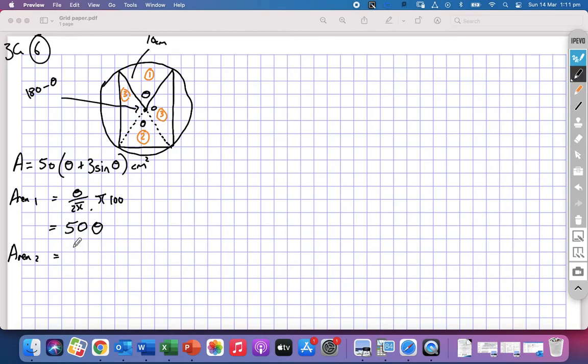We could say half times 10 times 10 times sine theta. Right, and that gives us area 2, so that's 50 sine theta. Okay, what about area 3? Area 3.